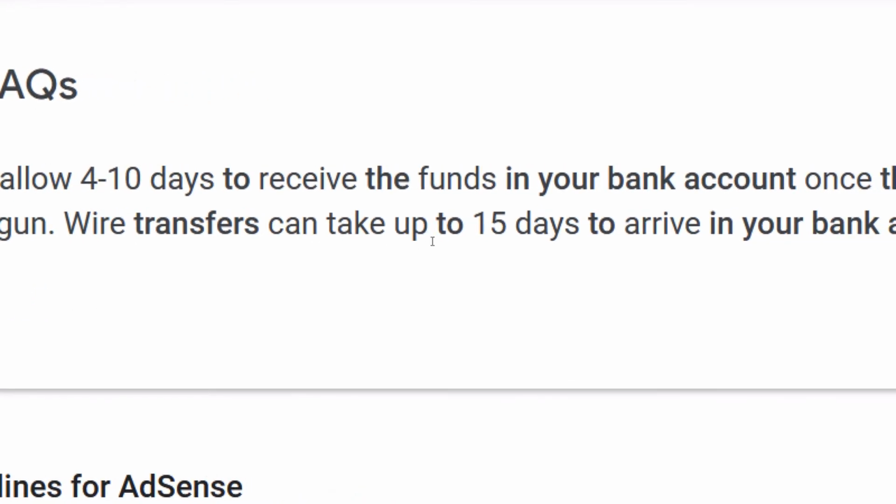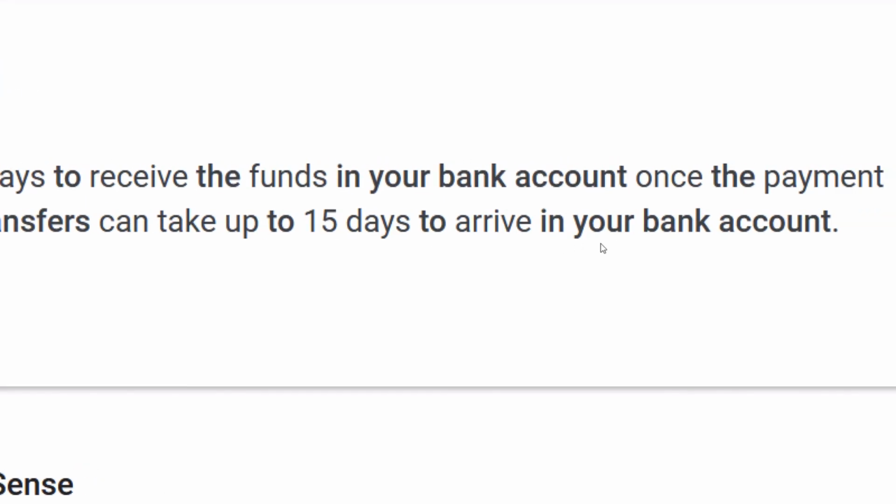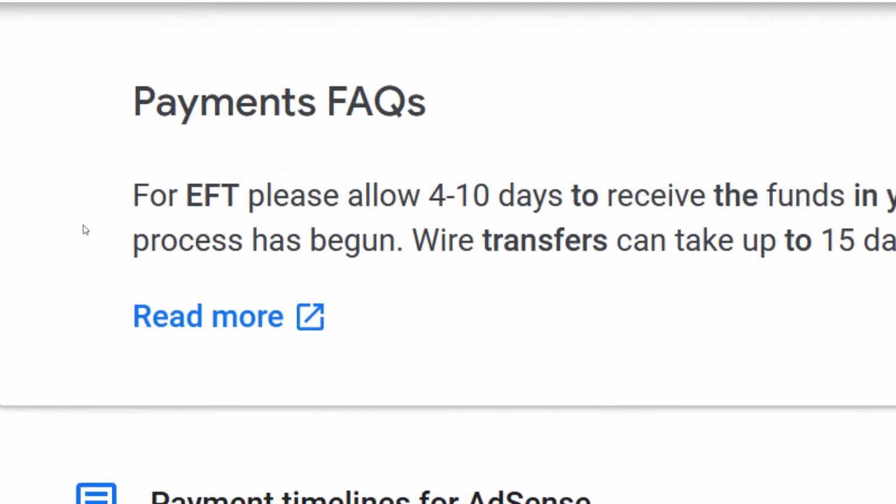With regards to wire transfer, this may take 15 days. So if you add 15 days to the 11th of January, that will be the 26th of January for the money to arrive in your bank account.